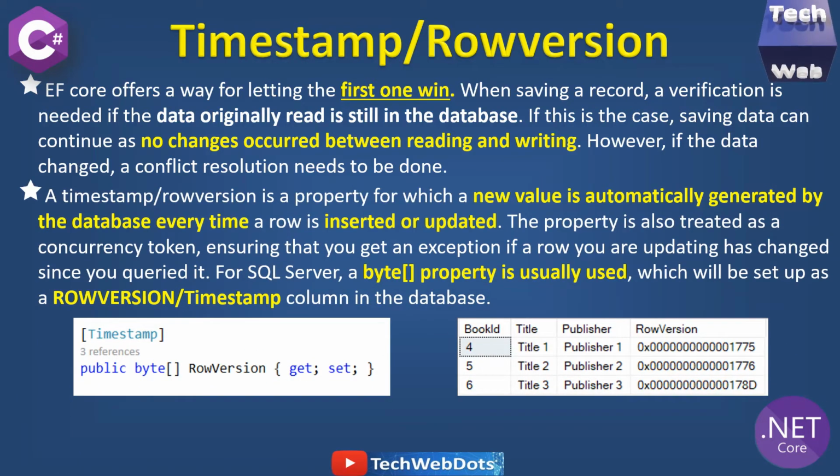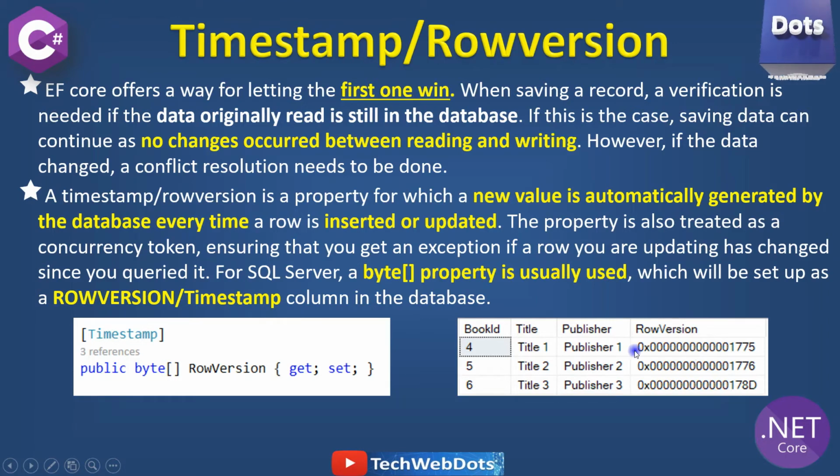Okay, so now this is a very important point that I am going to discuss. A timestamp or row version is a property for which a new value is automatically generated by the database every time a row is inserted or updated. So keep this point: when a row is inserted or updated, at that time the row version will be updated.